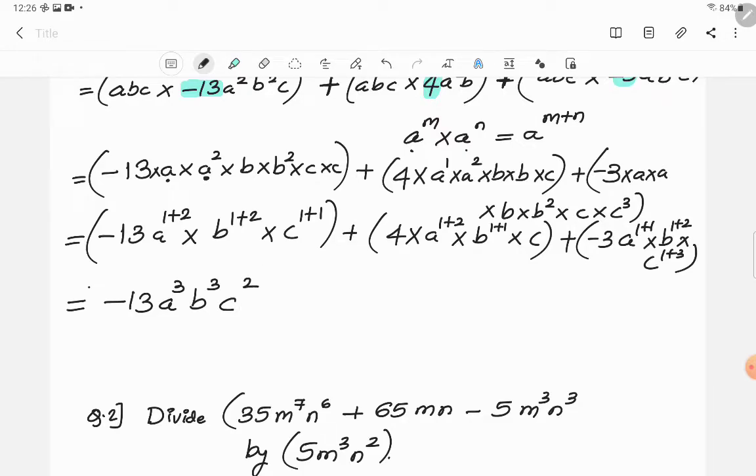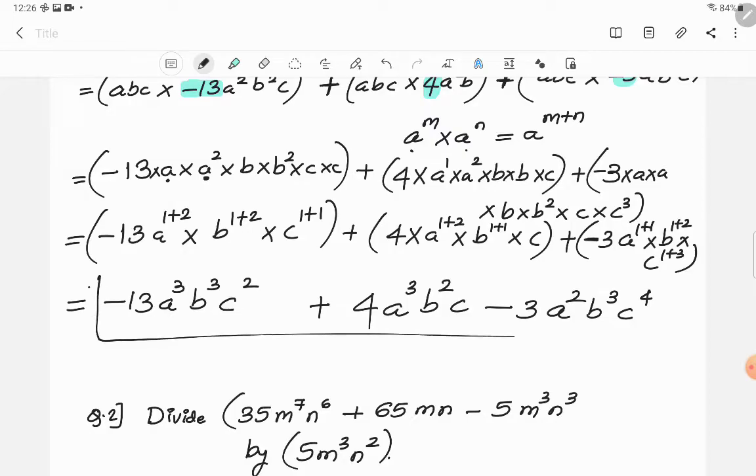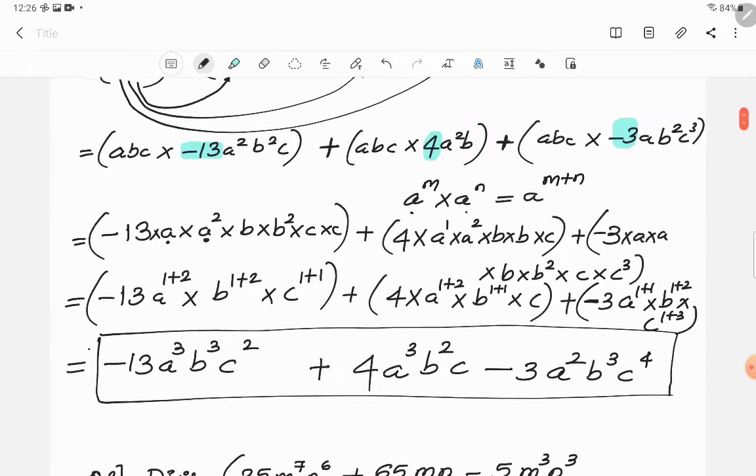Alright, that's the first one. Then write the center sign plus. You write 4, a to the power 3, b to the power 2, and c. Then minus 3, I'm pulling the minus sign outside, a to the power 2, b to the power 3, and c to the power 4. So that will be my final answer for the multiplication.